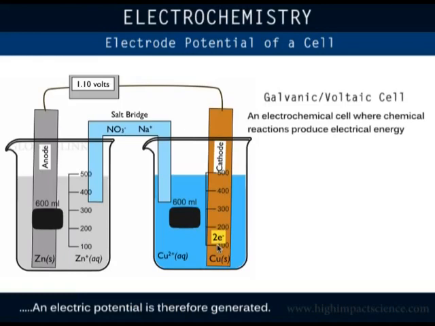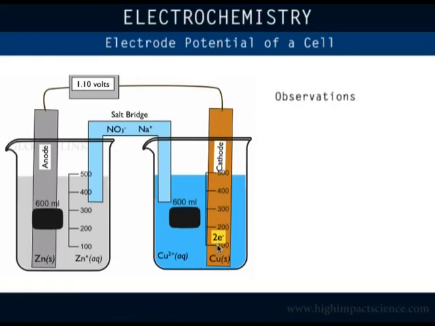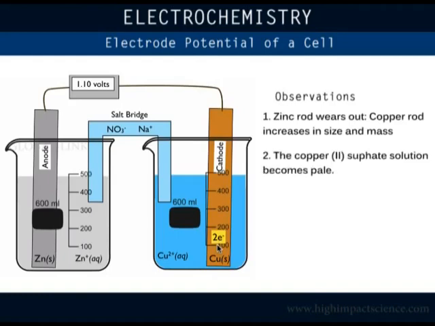In the course of time, we will make these observations. The zinc rod will wear out, while copper will increase in size. The intensity of the blue solution of copper 2 sulfate will decrease due to reduced number of copper 2 ions. A voltage of 1.1 volts is registered on the voltmeter.